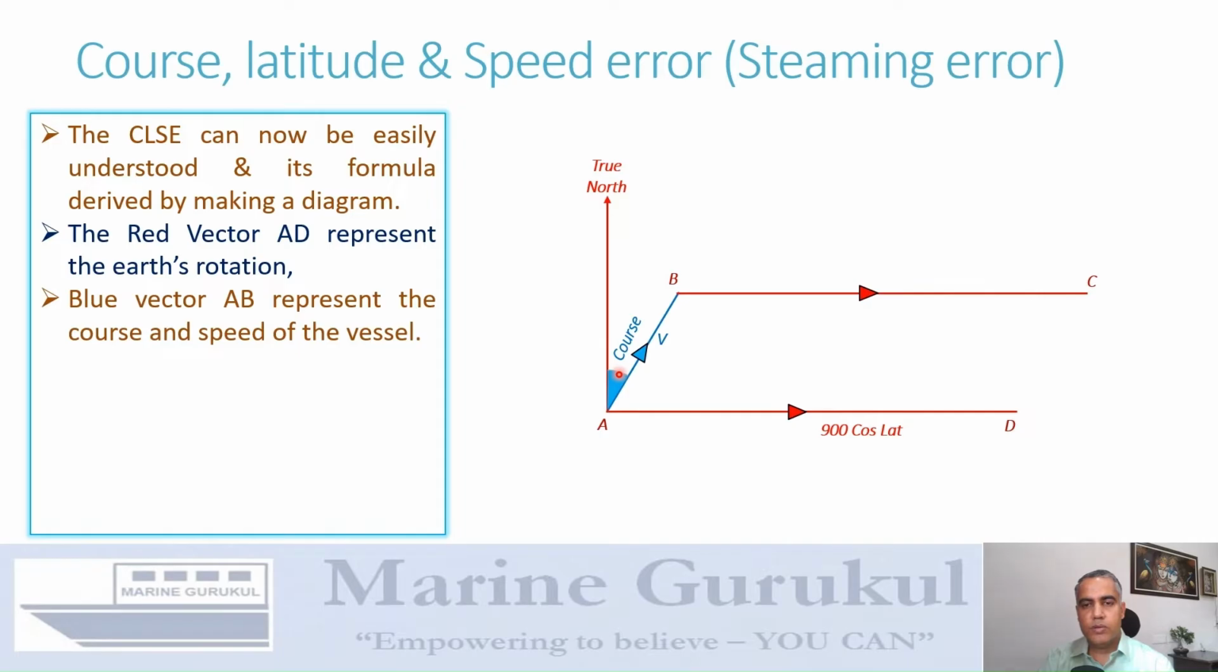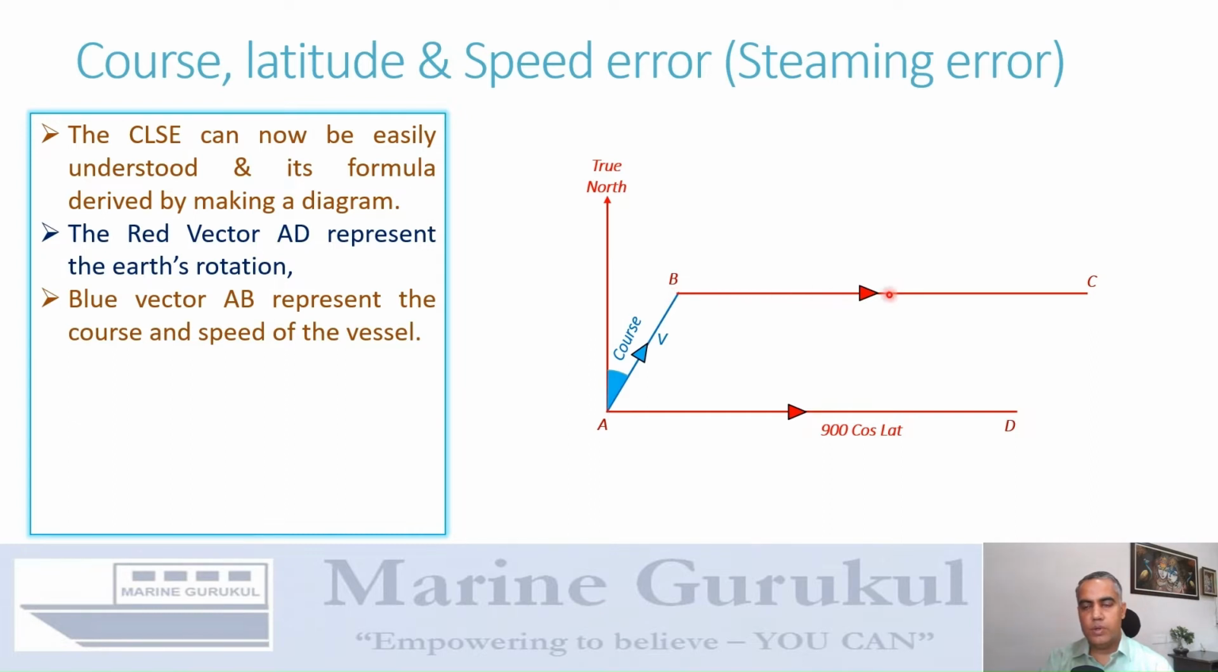Now let's try to find the resultant of these two motions which the ship is undertaking. The ship is being taken in the easterly direction by the rotation of the Earth, and because of its engine, the ship is moving in the direction of AB, the course which is being steered. Now let's find out the resultant of these two vectors, these two motions. For finding the resultant, we use the parallelogram method of vector addition. So we make a parallelogram.